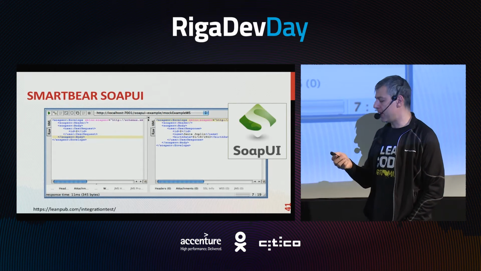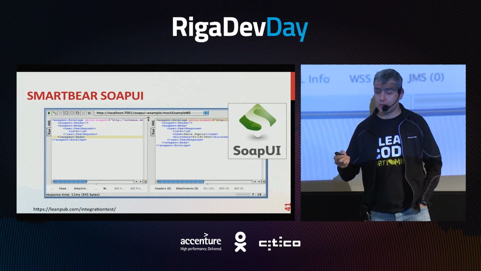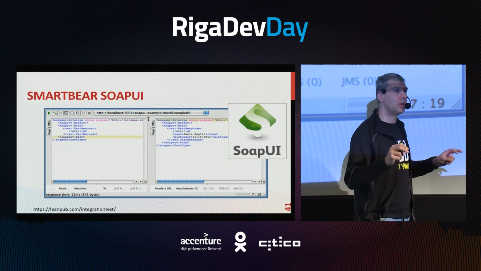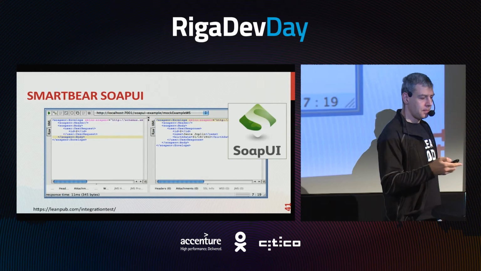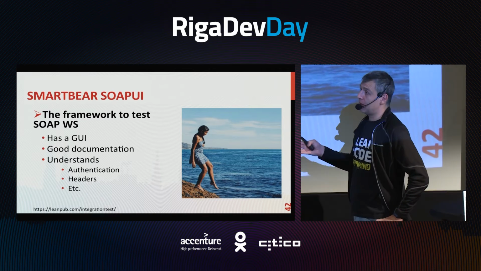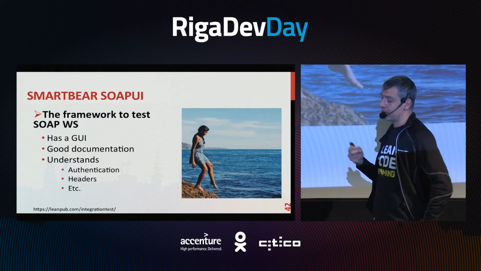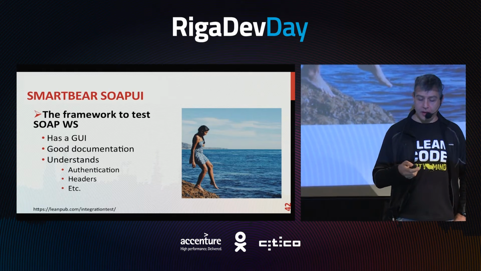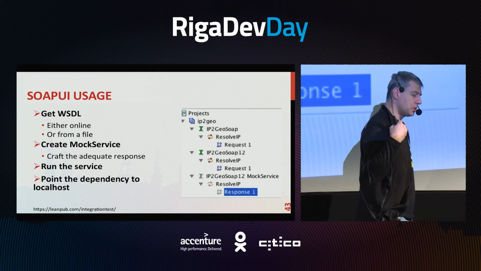Great. So SoapUI has this dedicated GUI, and you can use it to create what they call mocks, but in this case, it's more fake web services. And it has very great documentation. It understands many SOAP standards, authentication, headers, what have you. And it's really a great tool. So how would you use it?